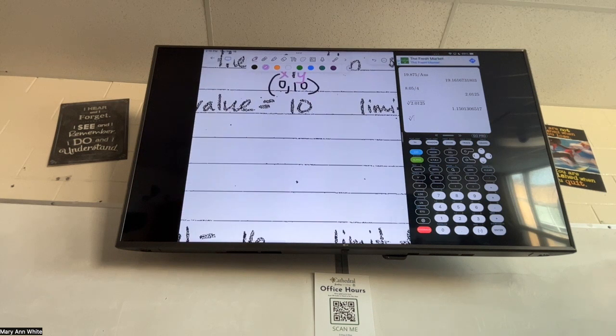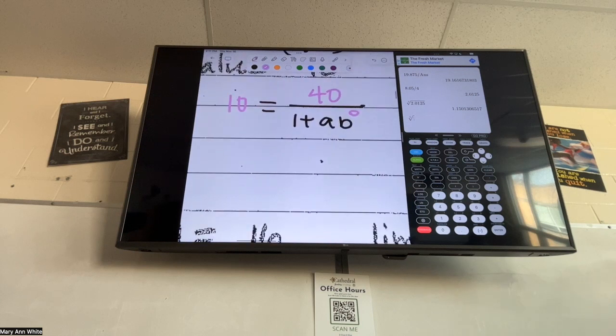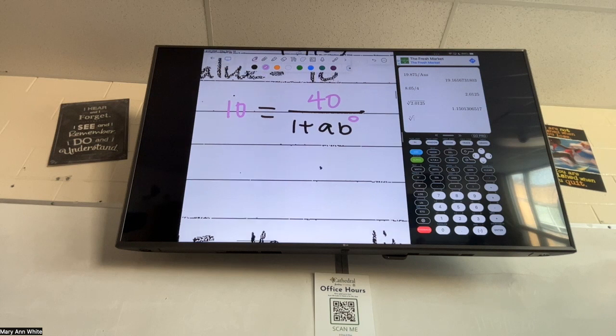So first we'll do 40 is equal to, not 40, I lied, I'm already messing you up, I'm sorry. 10 is equal to 40 over 1 plus a times b raised to the 0. So 10 is my y, 40 is my c, 0 is my x. So I'm going to cross them out. I get 10 equals 40 over 1 plus a.